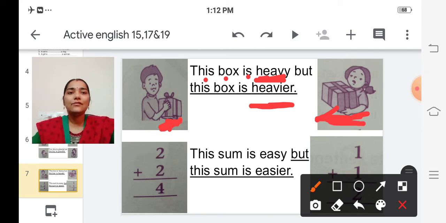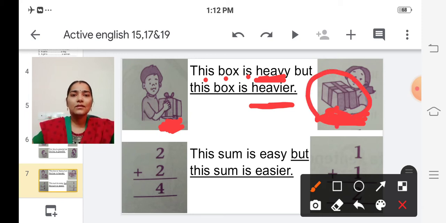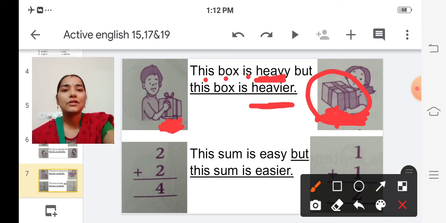On seeing itself, you can understand, isn't it? Compared to this box, it is small, isn't it? So this box is heavy, but this box is heavier. So see the next picture.